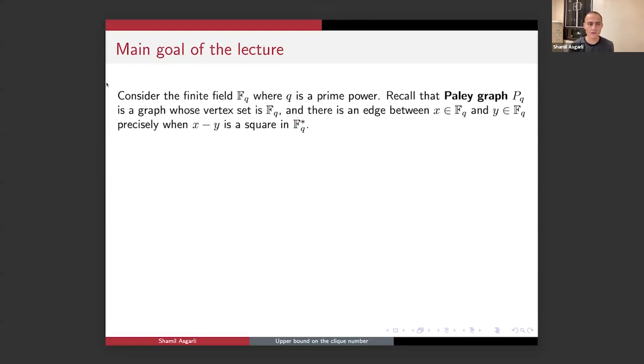Let's quickly recall that the Paley graph is defined as follows. Consider a finite field F_Q, where Q is a prime power. The Paley graph P_Q is the graph whose vertex set is F_Q, and there's an edge between X and Y precisely when the difference between X and Y is a square in F_Q.